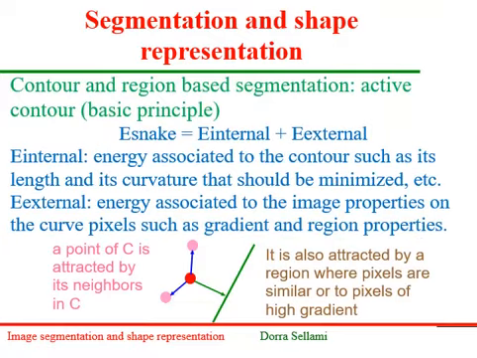Aiming at minimizing E snake, which is the sum of E internal and E external, where E internal is an energy associated to the contour such as its length and its curvature that should be minimized, and E external is the energy associated to the image properties on the curve pixels such as gradient and region properties.